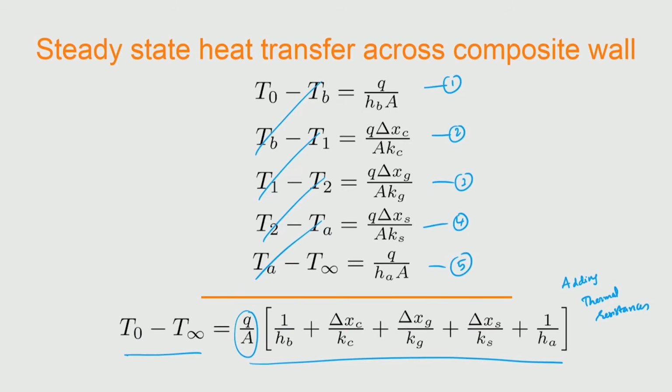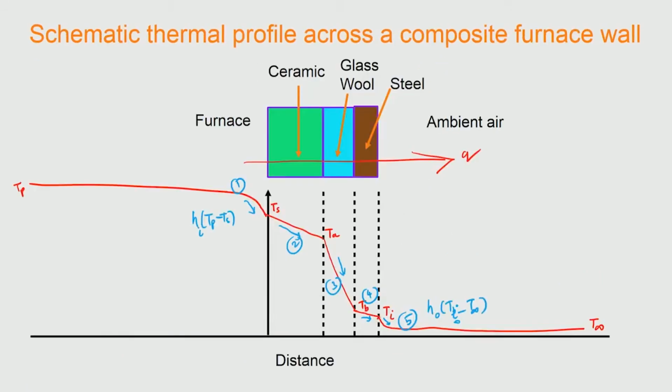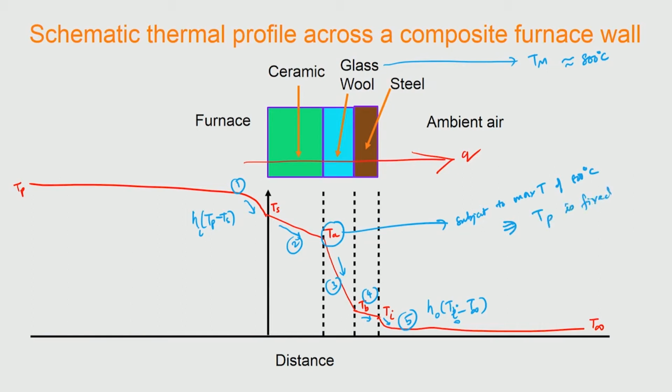And then when we have situations like, for example, what would be the maximum temperature a furnace can withstand. Normally the glass wool would have some melting point. So let us say it is given as 800 degrees centigrade, which means that the hotter wall that is in contact with glass wool shall not exceed 800 degrees centigrade, which means that this is subject to a maximum temperature of 800 degrees centigrade. So this implies that T peak is fixed. Okay, once you fix the geometries and the materials, automatically T peak is fixed.